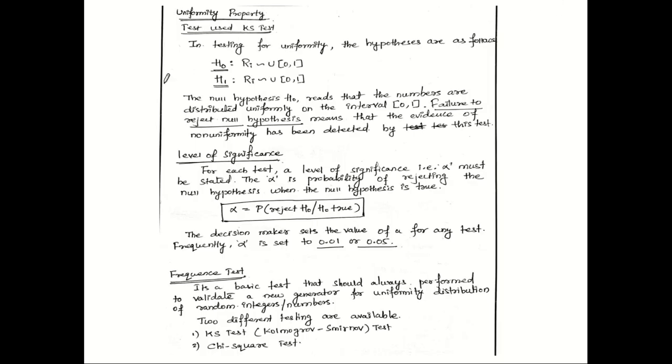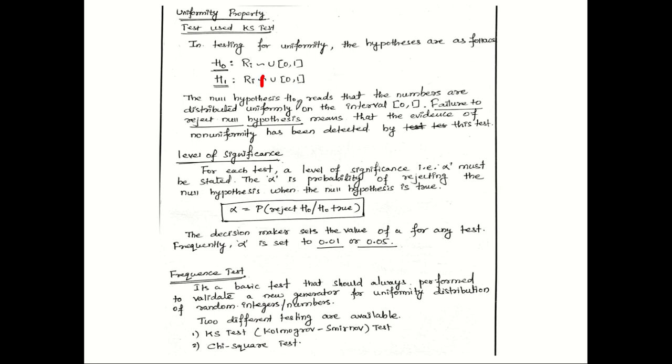So let us first discuss the uniformity test. In this test we will use the following hypotheses. H naught is the null hypothesis. It states that every random number Ri is uniformly distributed between 0 and 1, and H1 is the hypothesis which indicates that the random number Ri is not uniformly distributed between 0 and 1.